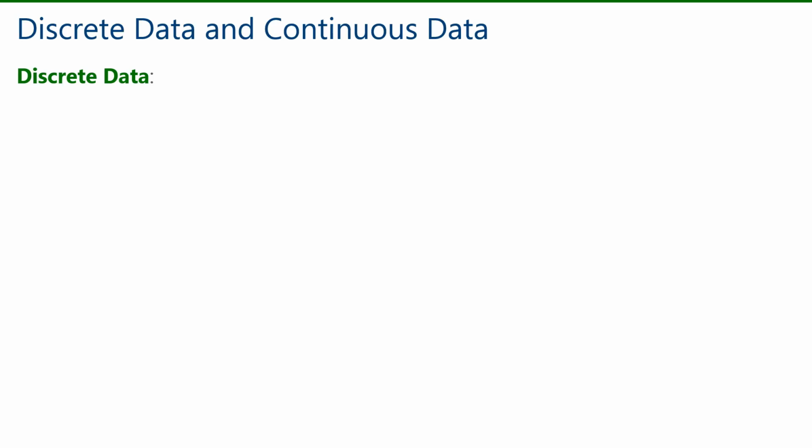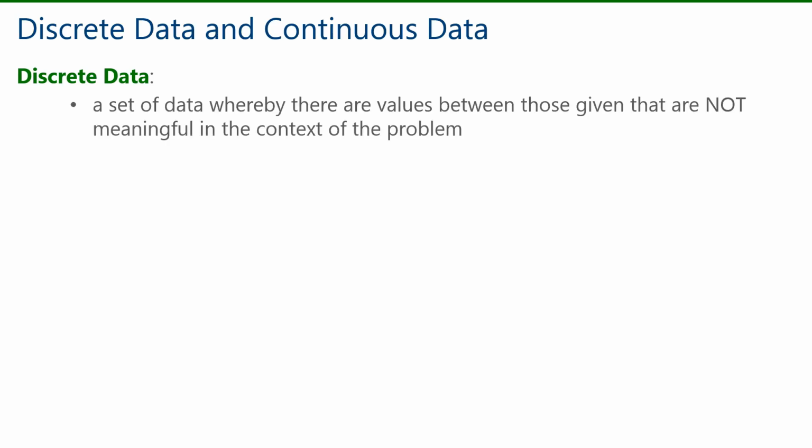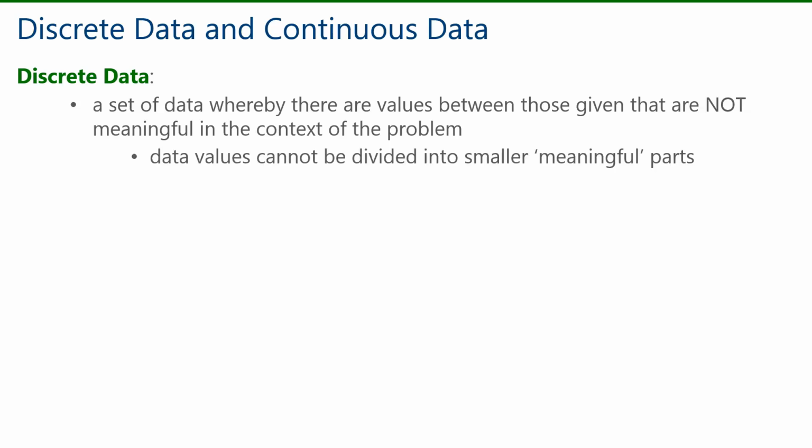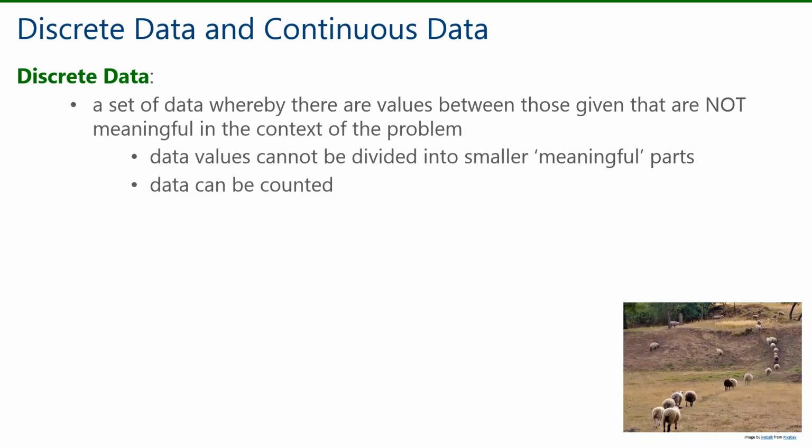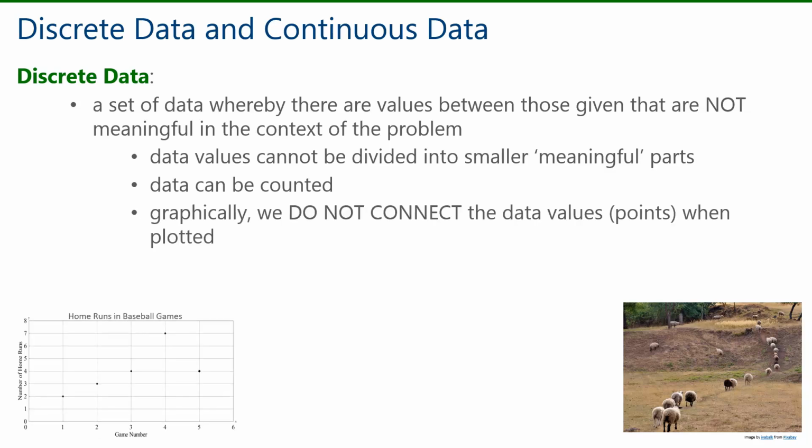What is discrete data? Discrete data is a set of data whereby there are values between those given that are not meaningful in the context of the problem. The data values cannot be divided into smaller, meaningful parts. Data can be counted, like counting sheep. Graphically, we do not connect the data values or the points when plotted.